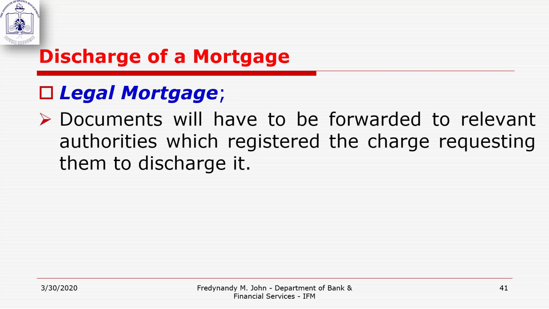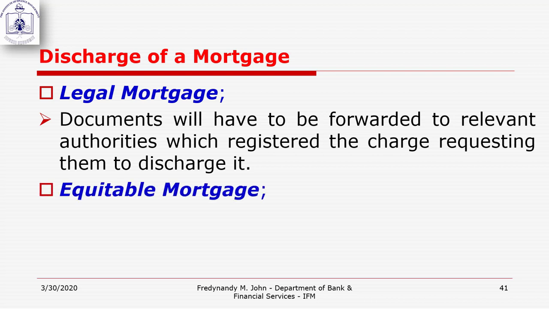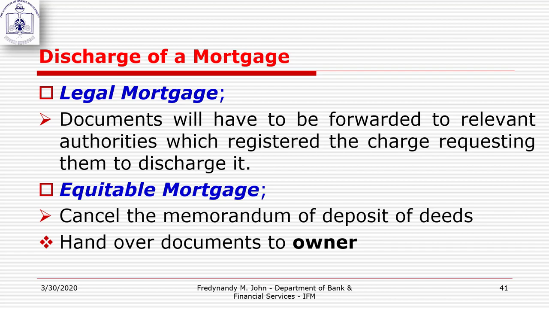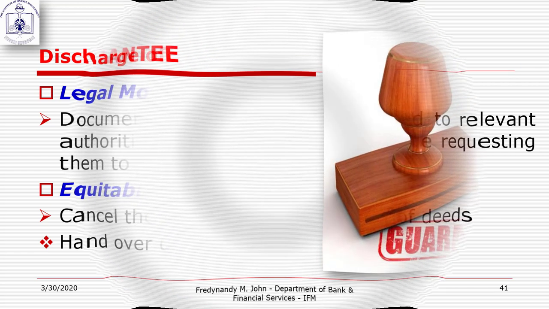As for the legal mortgage, if the debt is fully repaid, remember, legal mortgage was registered before the Commissioner of Oaths, the company registrar and the land registry. Therefore, documents will have to be forwarded to relevant authorities. Those are the three authorities which I have mentioned, in order for them to be discharged. In case of equitable mortgage, the first thing is for the bank to cancel the memorandum of deposit of deeds. The next thing is for the banker to hand over documents to the owner.